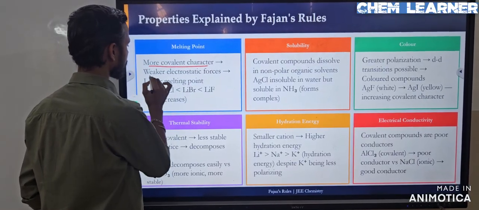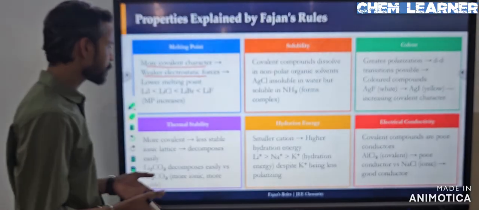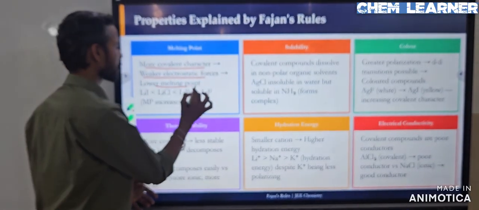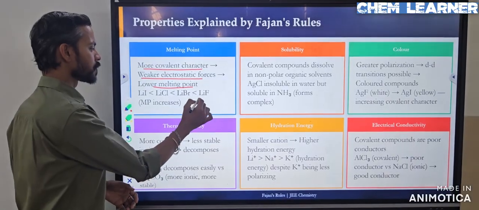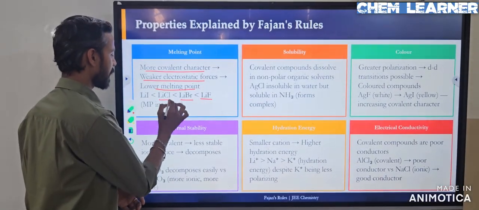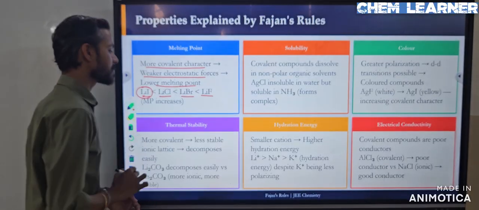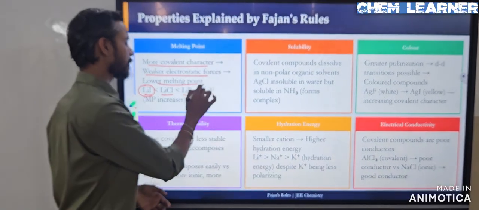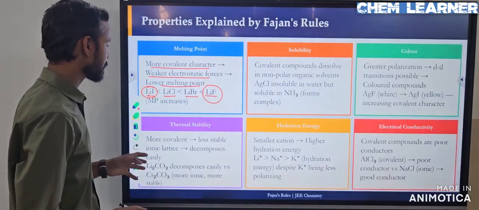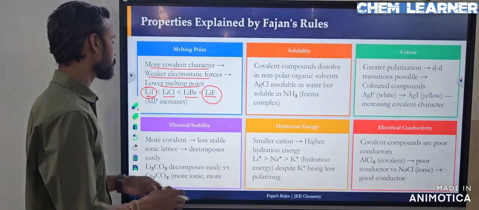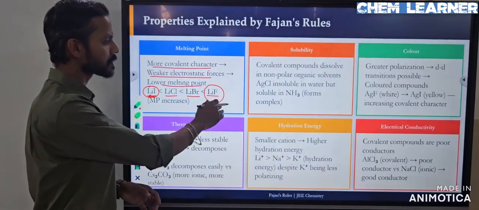So what it says here is that the more the covalent character, the weaker the electrostatic forces, and if the electrostatic forces are weaker, then the melting point will be lower. So in LiF, LiCl, LiBr, LiI, LiI has more covalent character, and LiF has less covalent character. So LiF will have a higher melting point in comparison to LiI, and this will be the order.